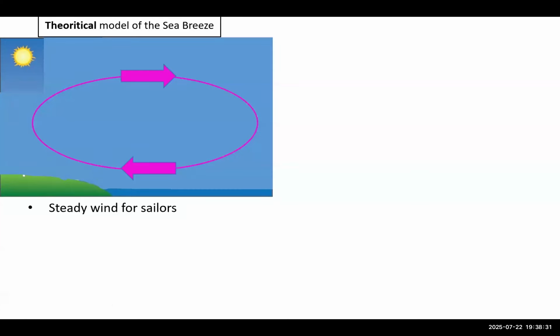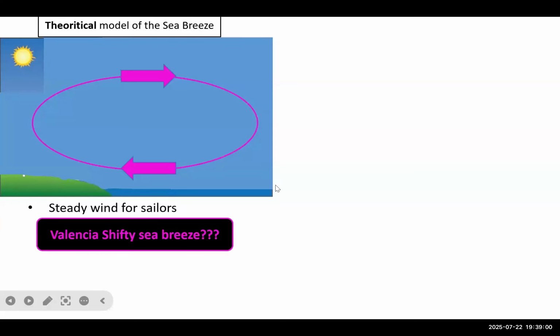Now, to finish this part, I want to talk about the signs when the breeze is shifty. Shift means that the direction of the sea breeze will change, or maybe the wind speed will change. And this is very typical. In Valencia, for example, we experience shifty sea breeze all the time. The models that we built before make very steady winds, but the reality is, as I was saying, Valencia is shifty. A lot of sea breezes are shifty.